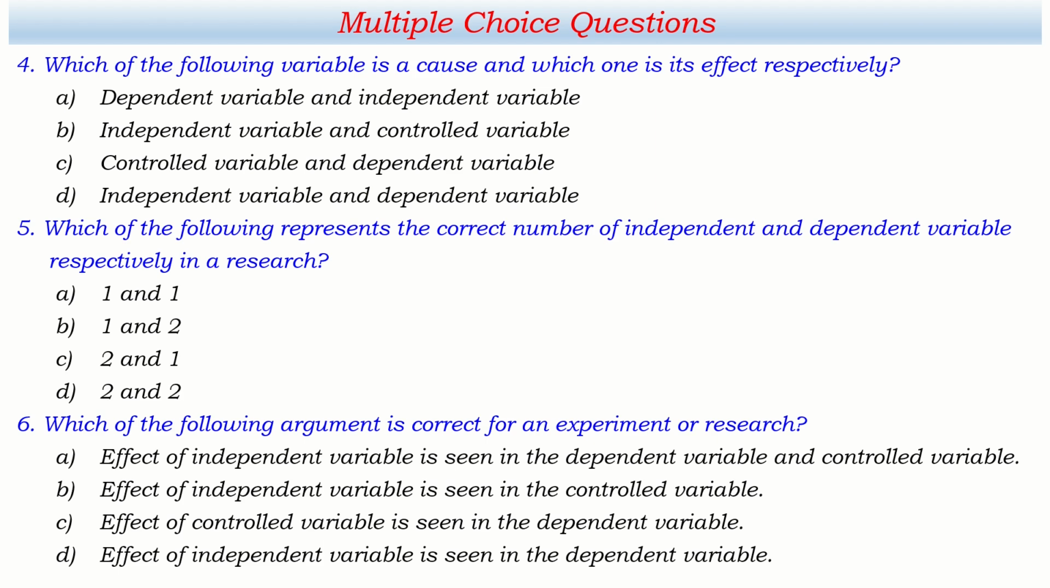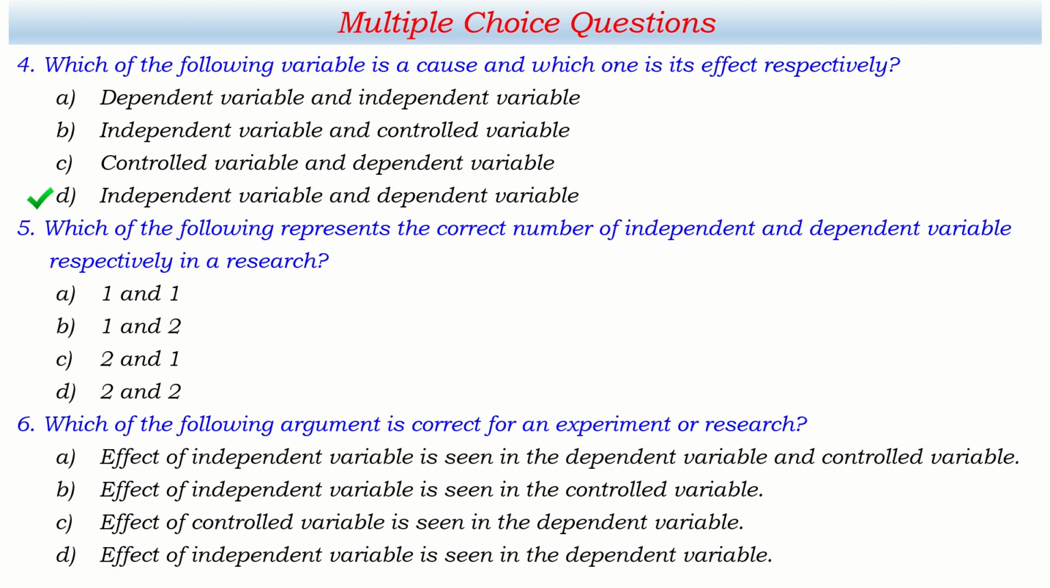Which of the following variables is a cause and which one is its effect? Certainly, the variable which we manipulate or change its value is the cause, that is the independent variable. Here we have the independent variable in B and D. One of them is correct. And which one is the effect? Its effect is seen in the dependent variable, not on the control variable. That's why option number D is correct.